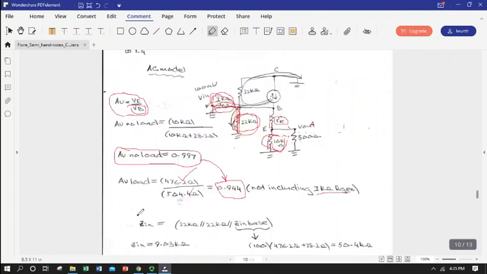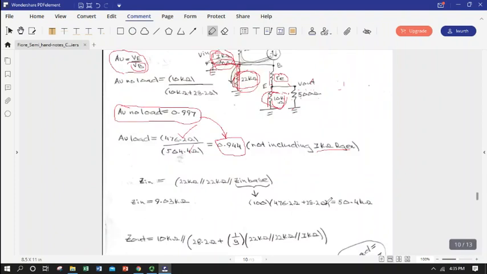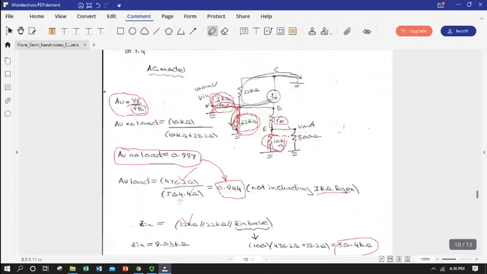We can use the equations we just developed for Zin, just apply those, and notice we have a 50 kilo ohm input impedance. Again, we've got our Zin base in parallel with our base in this case, but we have another 22K.